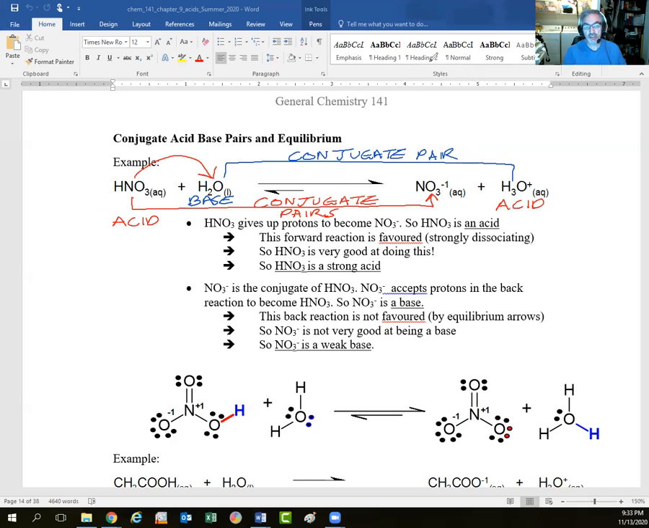And then the conjugate form of our acid, the HNO3, conjugate form NO3, in the back reaction, what happens to it? Well, it starts as NO3, it finishes as HNO3. It's about to pick up a proton. If it's about to pick up a proton, it's acting as a base.